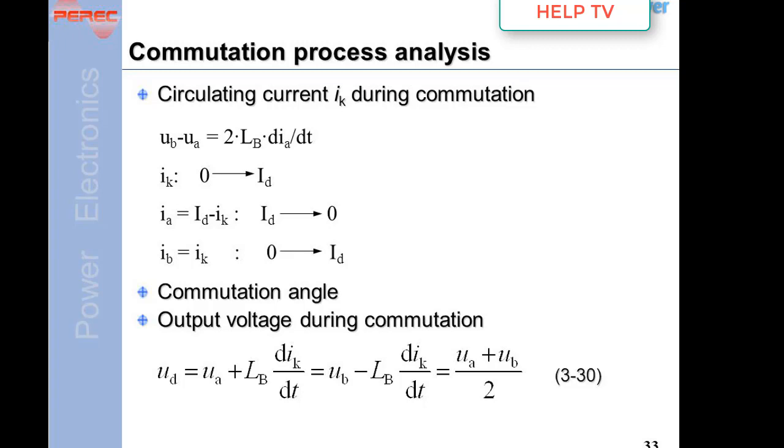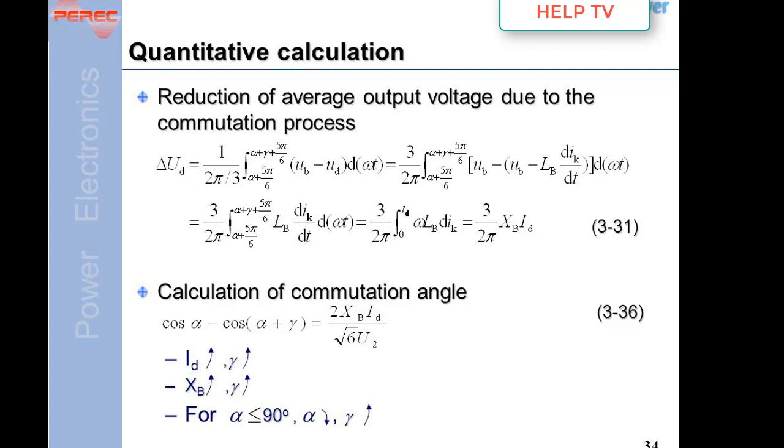Quantitative calculation. Reduction of average output voltage due to the commutation process. Calculation of commutation angle, id, γ. For α equals 90 degrees.